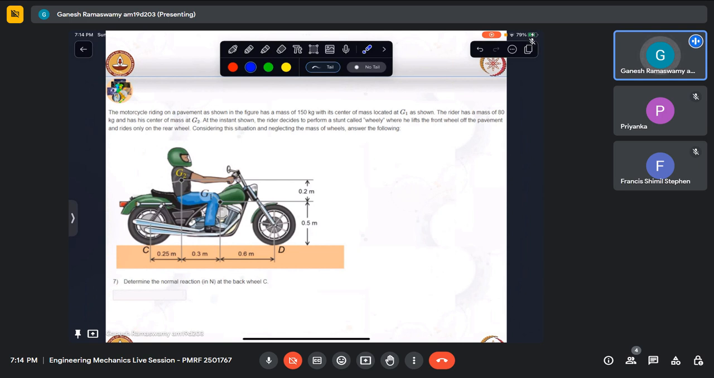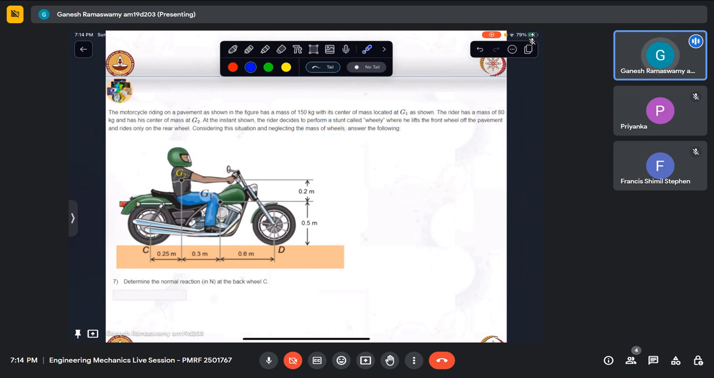Considering this situation and neglecting the mass of the wheels, why are we neglecting the mass of the wheels? The I alpha of that is not coming into play. That is the implication of this. Whenever we see it is massless, you need not consider its rotational analog and its mass in the kinetic components. That is what this implies.